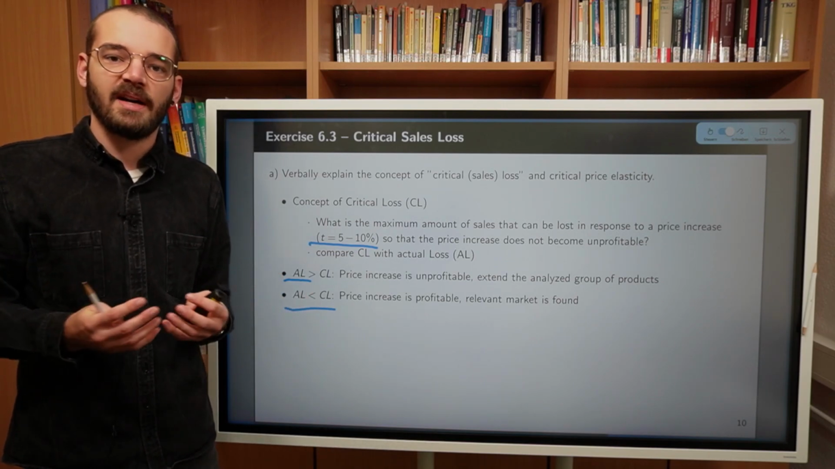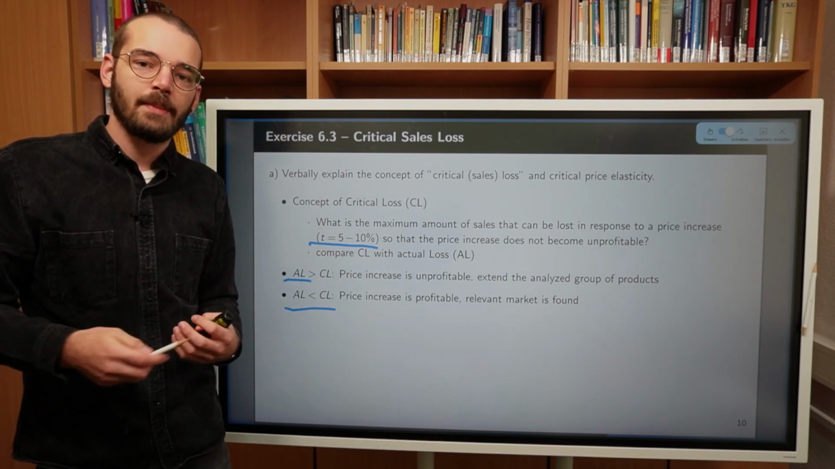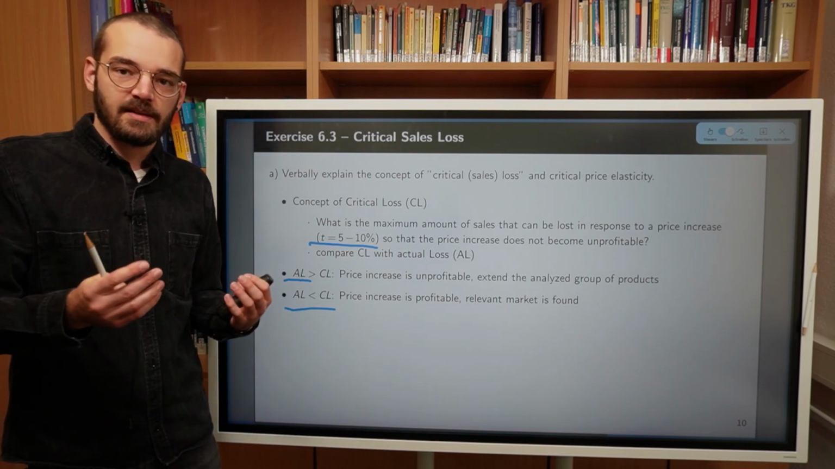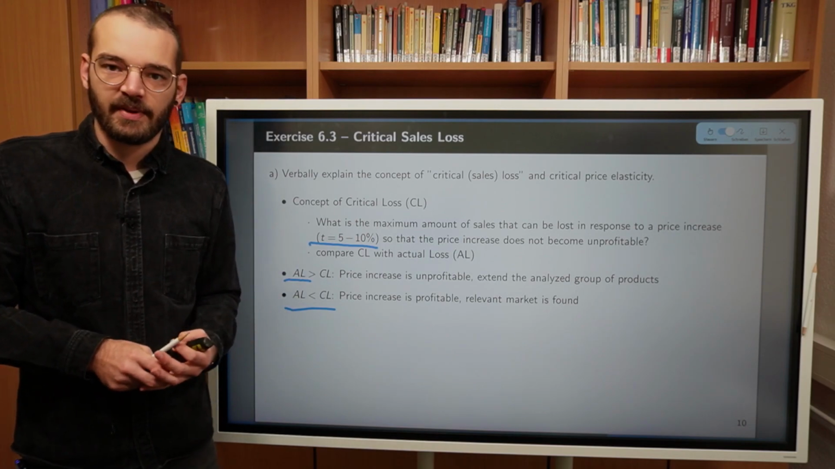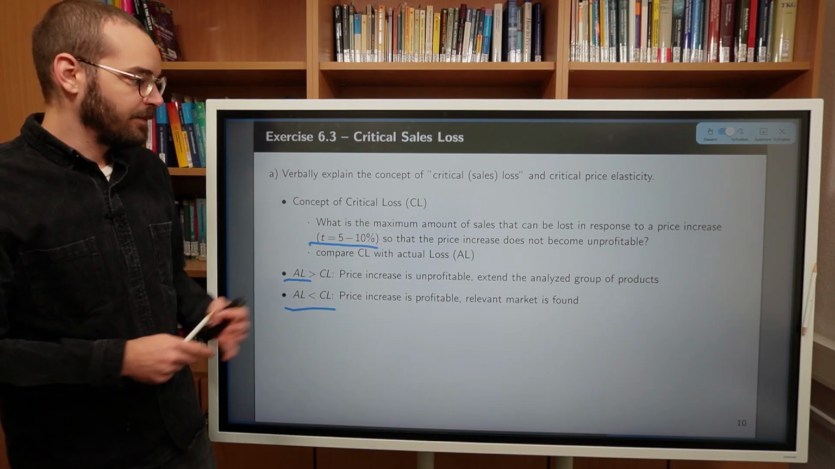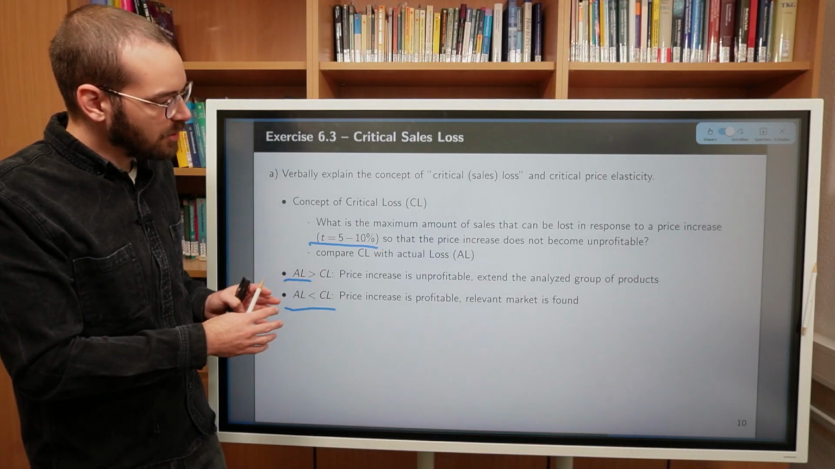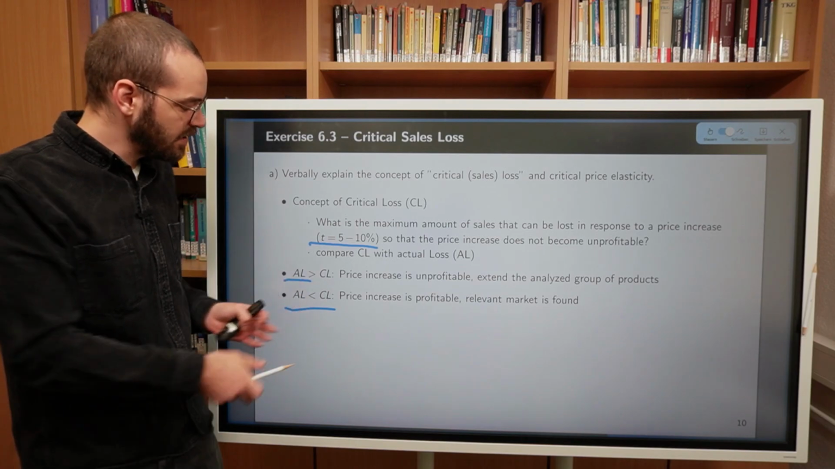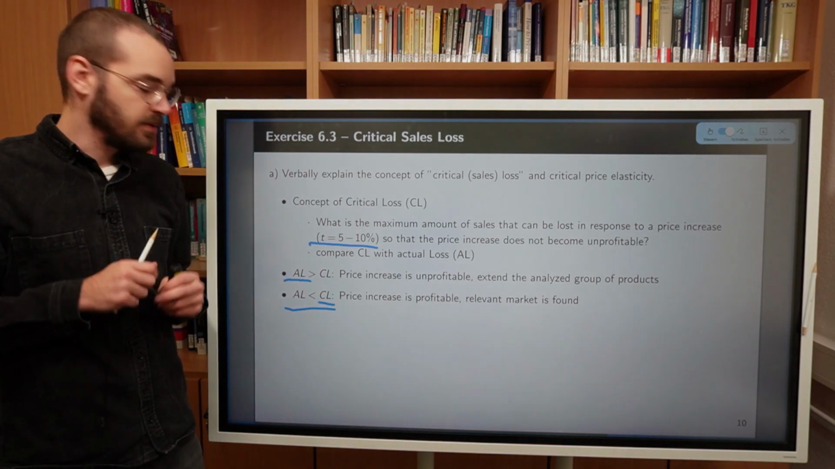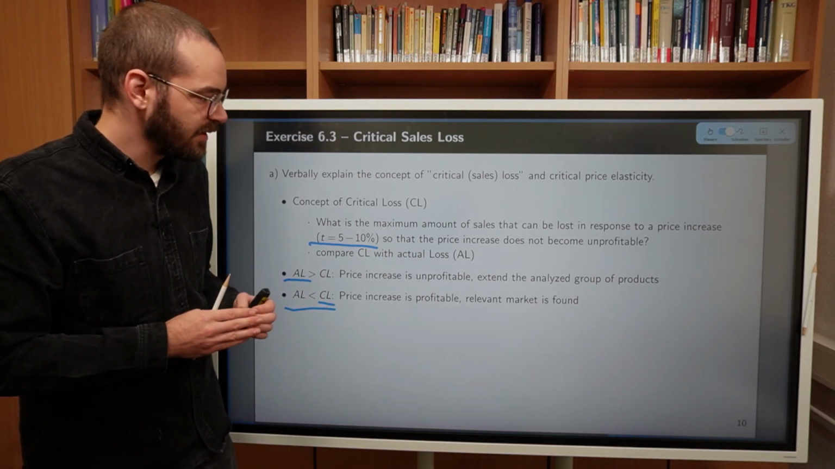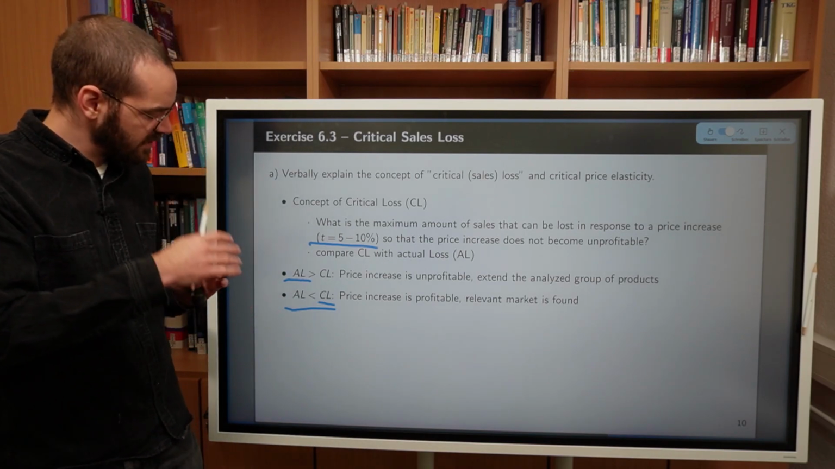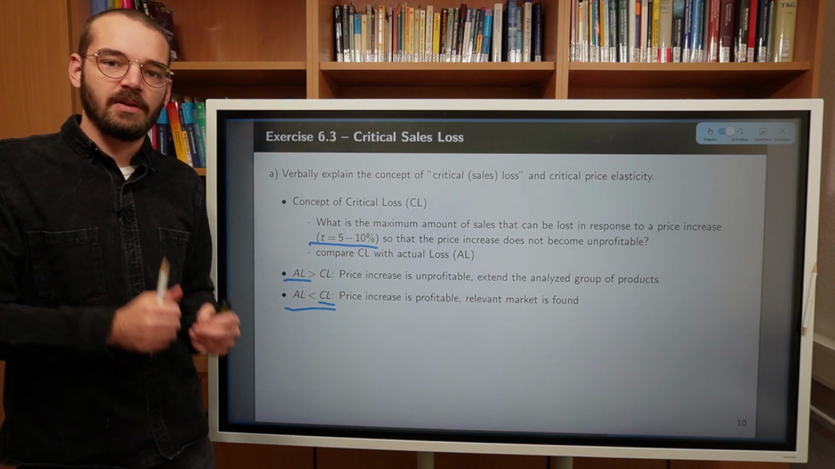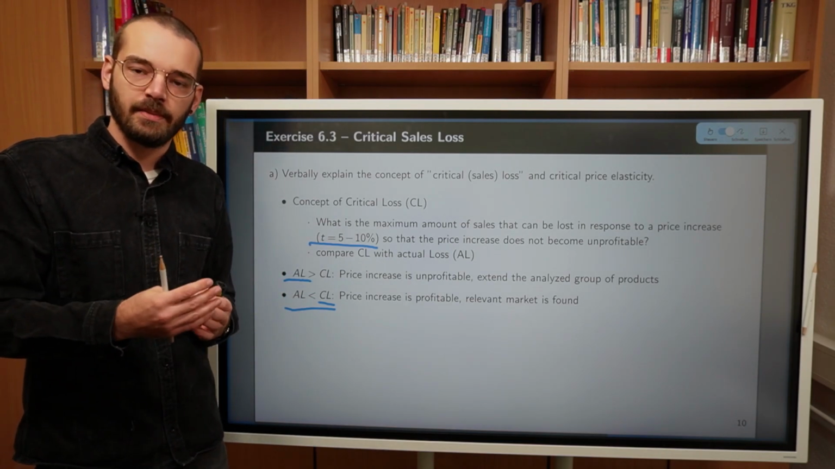So we start by some market definition, and now we think about what happens if we have a price increase. And what is the actual loss from this price increase, all right? And as long as the actual loss of any price increase is smaller than the critical loss, so the maximum affordable loss, so to speak, we have found the relevant market because a price increase is profitable.